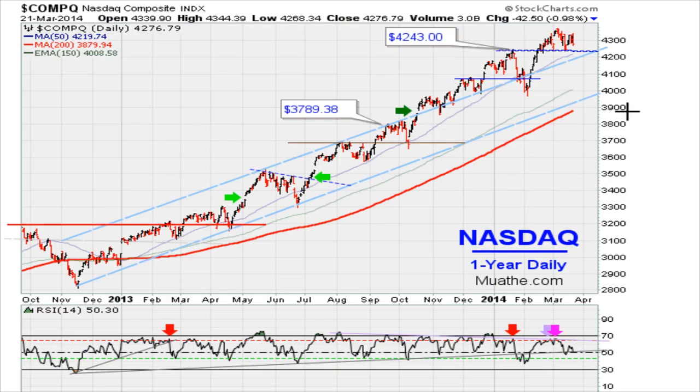So let's begin with taking a look at the Nasdaq here, and this is the Nasdaq 1.5 year daily chart. We are looking at a market that is holding steady and very well above this previous buy point of 42.43. So the market is healthy, holding above that level. That's good. It's also holding above the 50-day moving average, which is very healthy.